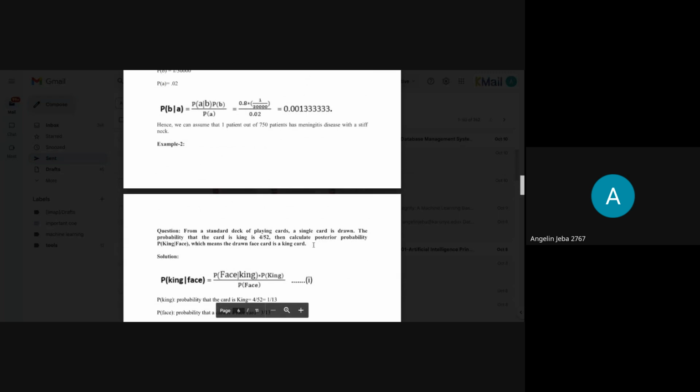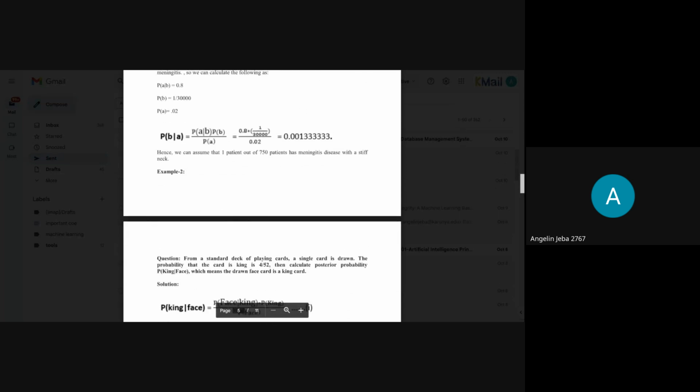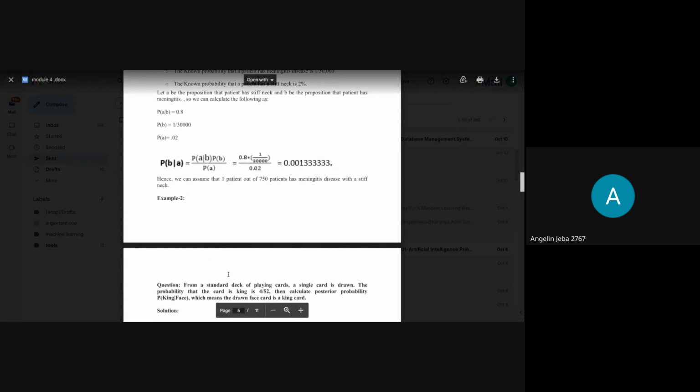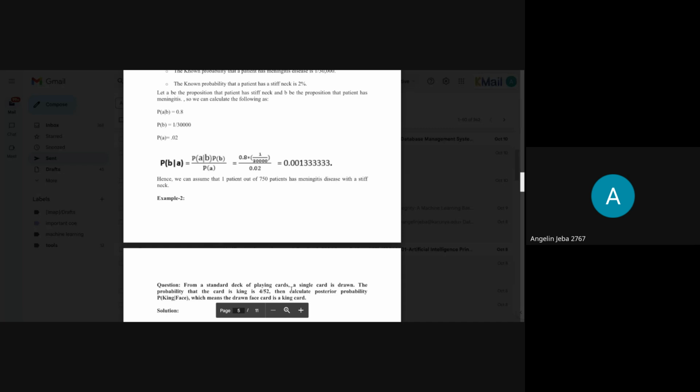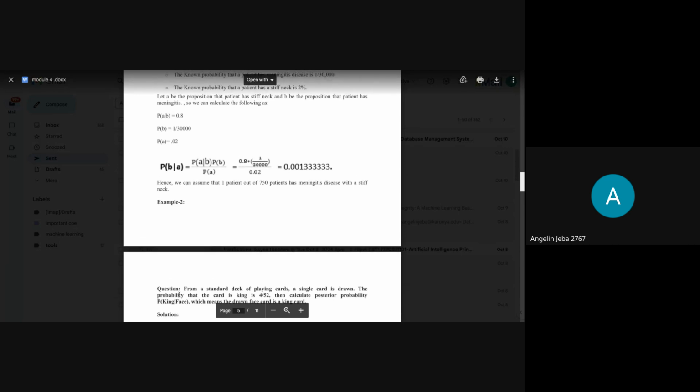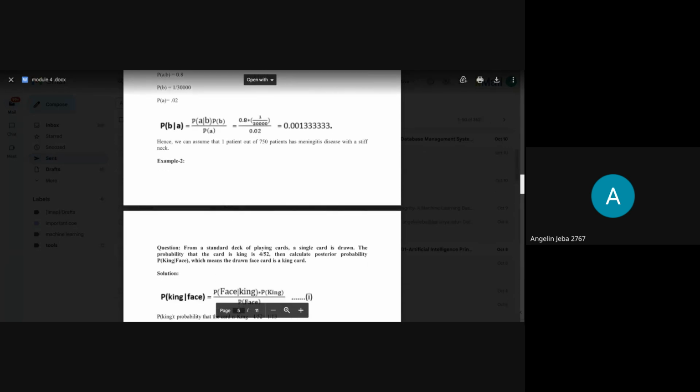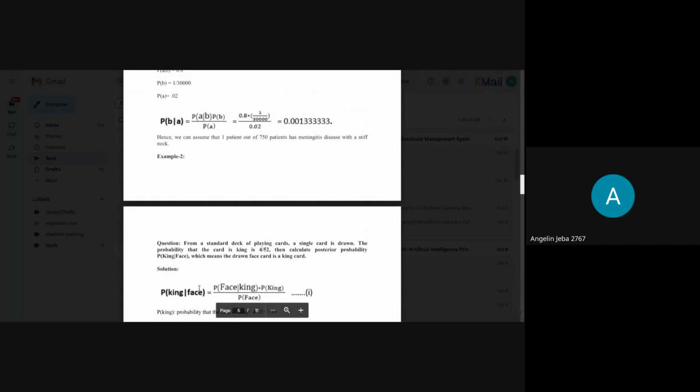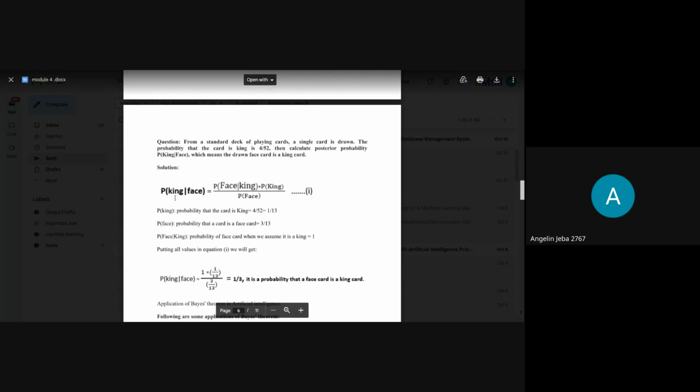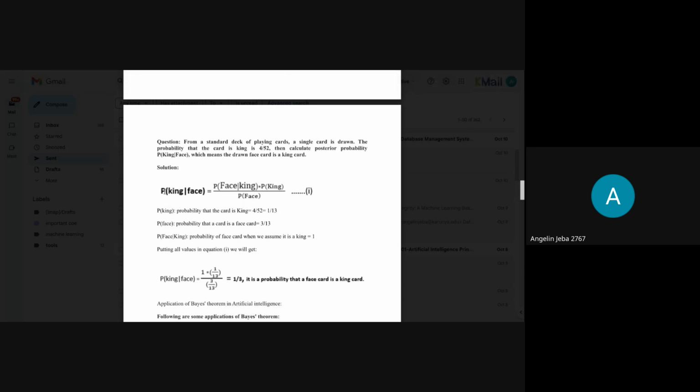Similarly, see this problem. From a standard deck of playing cards, a single card is drawn. The probability that the card is a king is 4 out of 52. Then calculate the posterior probability, that is P(king|face), which means the drawn face card is a king. So what is the formula for it? We want to find P(king|face), which will be P(face|king) into P(king), divided by P(face).